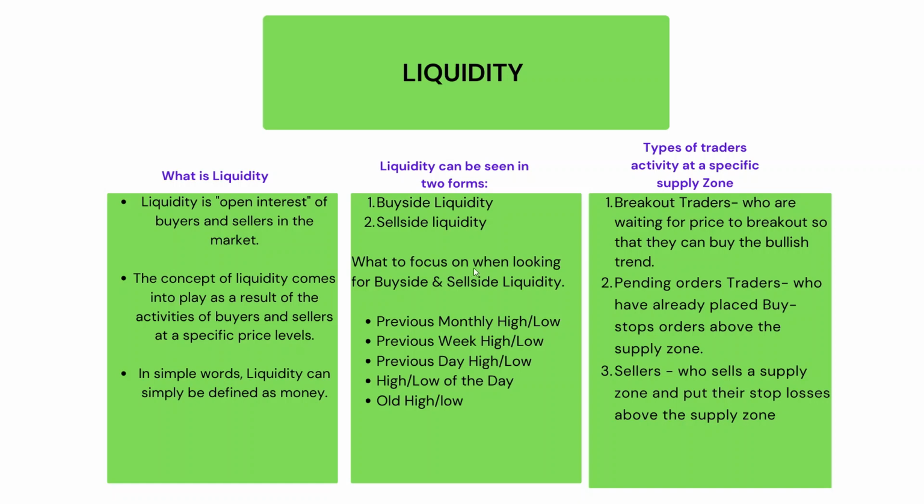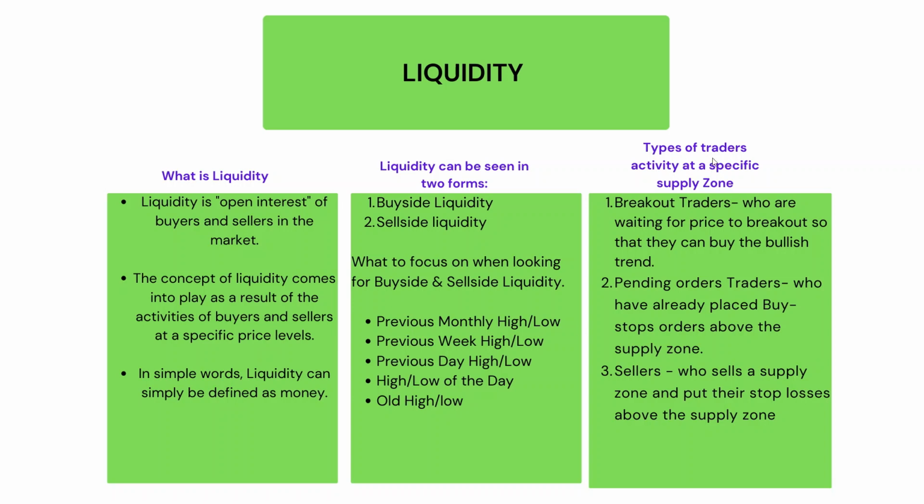So what to focus on when looking for buy side or sell side liquidity? Number one is the previous monthly high or low, previous weekly high or low, previous day high or low, high or low of the day, old high or low, just a previous swing low or high.